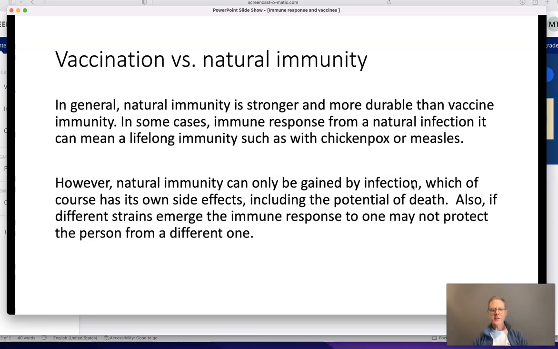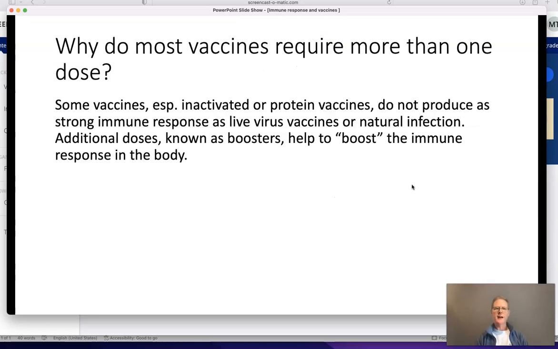And the other problem with natural immunity, of course, is once again mutations, right? Viruses and bacteria mutate. And if different strains emerge, the immune response to one may not protect the person from a different one. Whereas, of course, typically they update vaccines, like they do with different versions of the flu vaccine every year. So in some ways you don't technically have a stronger immunity, but you sometimes have a more up-to-date immunity, let's say. Okay? Why do most vaccines require more than one dose?